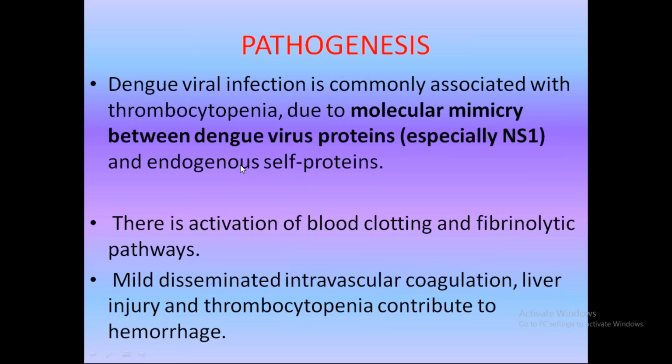Along with this, there is molecular mimicry between the dengue virus proteins, mainly the NS1 protein, and platelet proteins and other endogenous cell proteins. So damage of the platelets and other cell proteins takes place, leading to thrombocytopenia and activation of the blood clotting system and fibrinolytic pathways. This in turn leads to disseminated intravascular coagulation. On top of that, there will be liver injury. Sometimes there is hepatitis also; the virus itself can cause inflammation of the cells, causing viral hepatitis due to dengue fever. Thrombocytopenia, as I told you, is due to molecular mimicry. All will contribute to the hemorrhage. They may present with mucosal hemorrhage or massive hemorrhage also.